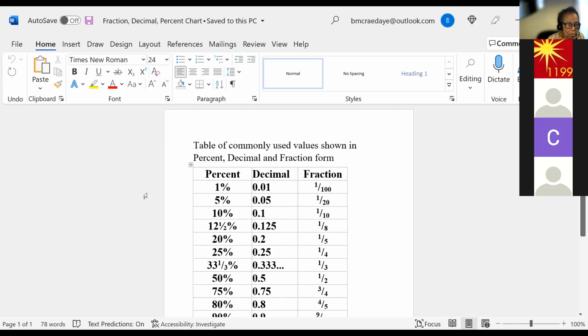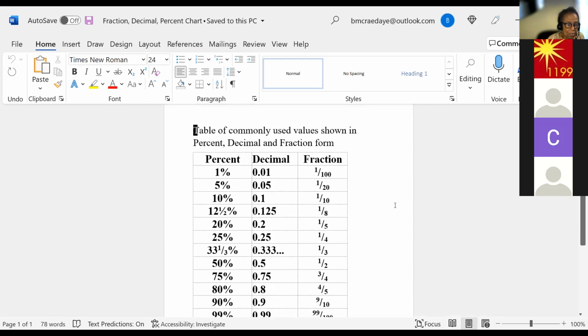Now, I want you to know the differences here. I want you to know how to go from percent to decimal, percent to fraction, fraction to decimal, fraction to percent. All right. Now, I gave you a table of commonly used ones because after you use them enough, some you'll just remember.